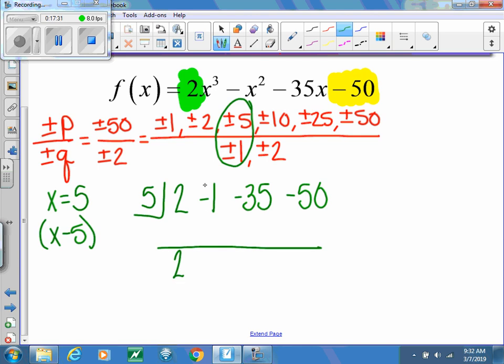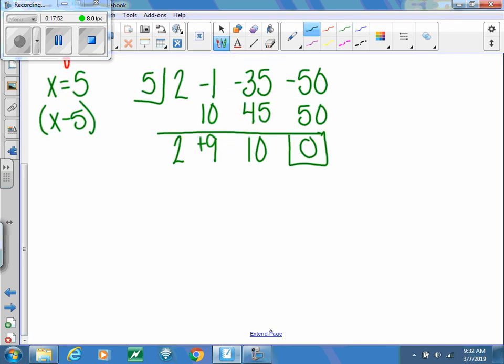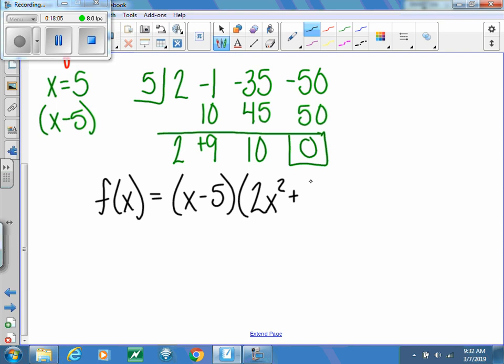Bring down the 2. 2 times 5, so that gives us 10. This is negative 9, or sorry, positive 9. 9 times 5, so that's 45. This is going to give me a positive 10. This gives me a positive 50. And so the good news is here that I have no remainder. So now my polynomial has been brought down. Since I've divided here, f of x has now become the factors of x minus 5 times 2x squared plus 9x plus 10.